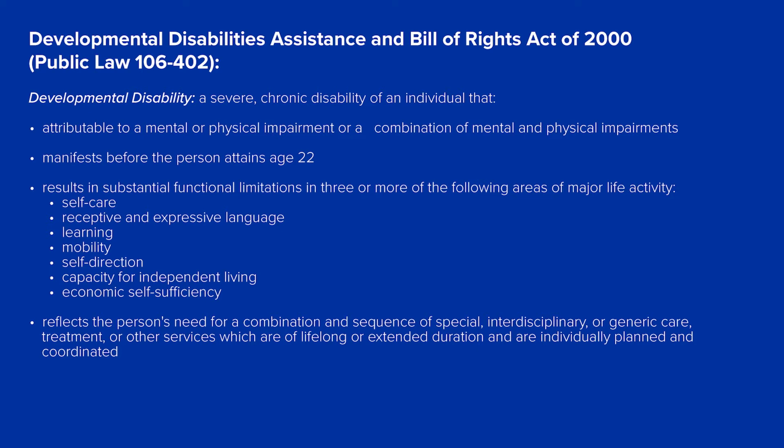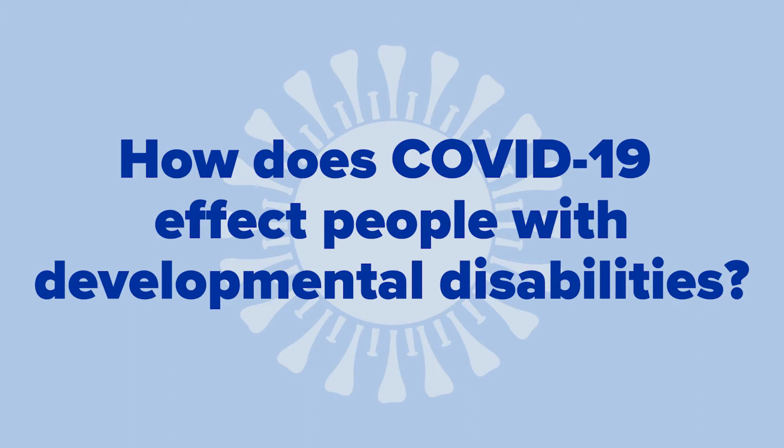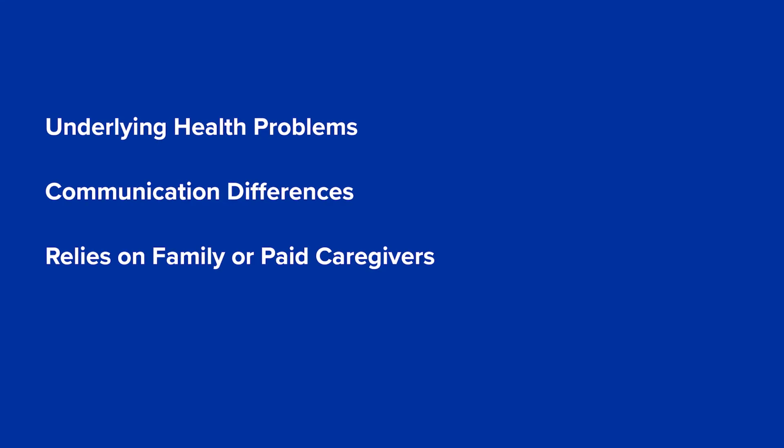Based on this definition, it's important to talk about what could make the experience of COVID-19 different for people who have developmental disabilities. As I described, there are large proportions of people who experience these secondary conditions or comorbidities like obesity. And many individuals also have communication differences. Some individuals may possibly use home ventilators as well. The self-care aspect of developmental disabilities also means that a person with a developmental disability may not live completely independently, but rely on a family or paid caregiver for activities of daily living.